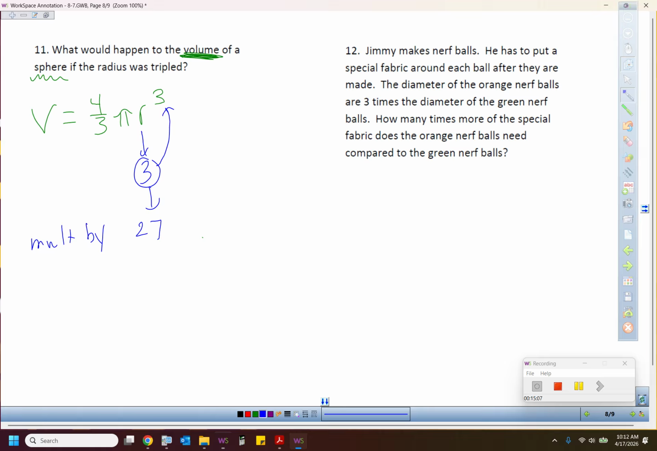I need you to read number 12 because it's a test question. I need you to read number 12 and get an understanding. Then we'll talk about it after you've read it. After you've read that whole story, do this.